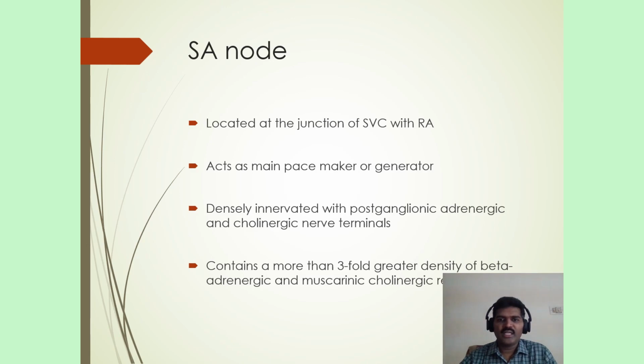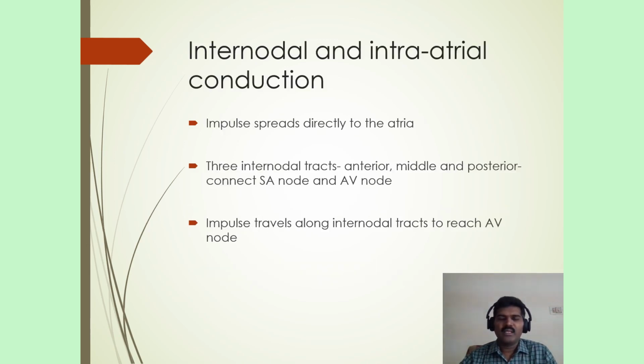SA node is located at the junction of the SVC and the right atrium, acts as the main pacemaker, generated by dominance. Densely innervated with postganglionic adrenergic and cholinergic nerve terminals, contains a more than threefold greater density of beta adrenergic and muscarinic cholinergic receptors. Internodal and intranodal conduction. Impulse spreads directly to the atria. Three internodal tracts, anterior, middle, and posterior, connect the SA node and the AV node. Impulse travels along the internodal tracts to reach the AV node.